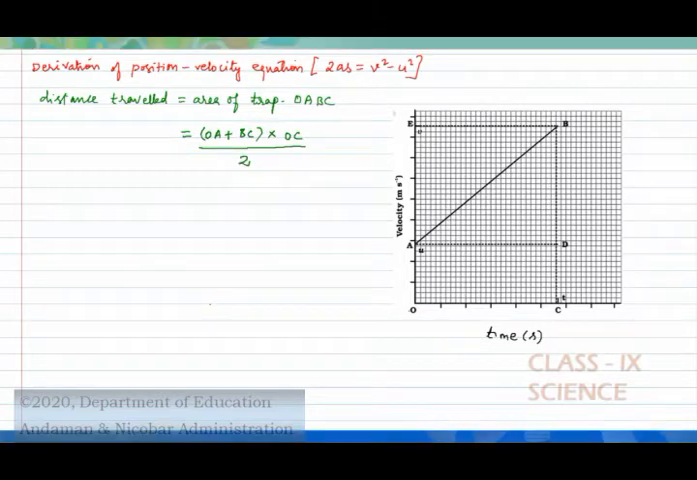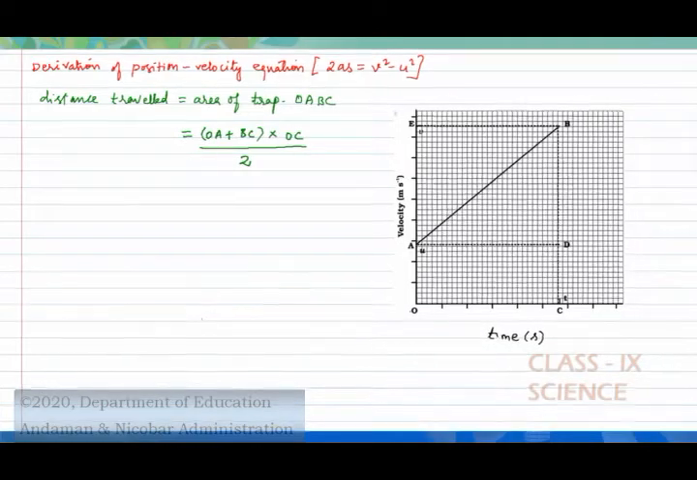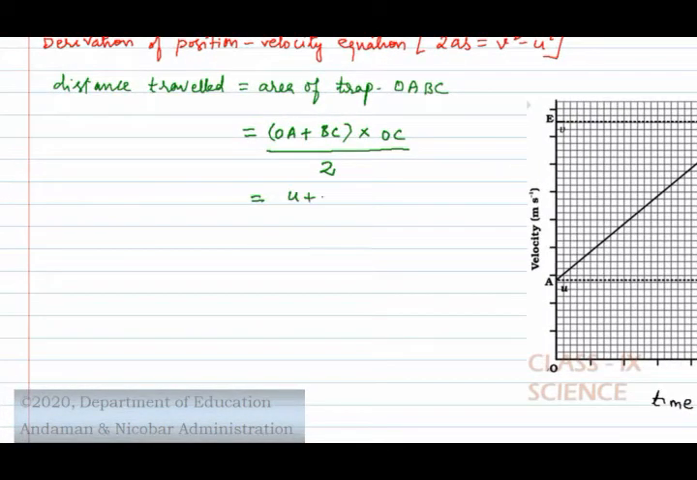We know that OA is the initial velocity. In place of OA we can write U, and we also know that BC is the final velocity, which can be written as V, and finally OC is the time. By substituting these values we can write the above equation as U plus V into T divided by 2.